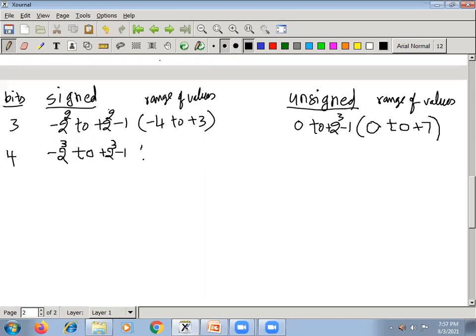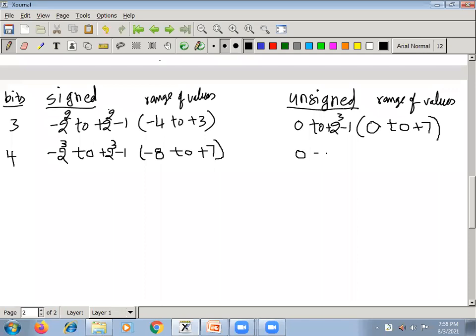So what values will you get here? Minus 2 power 3 is minus 8. So minus 8 to, 2 power 3 is 8 minus 1 is plus 7. Minus 8 to plus 7. On the number line, if you take these numbers, total 16 numbers you can store: minus 8, minus 7, minus 6 up to 0, then 1, 2, 3 up to 7. These are the signed numbers you can store. Beyond this you cannot store. When you have 4 bits, you cannot store a positive 8. Please remember.